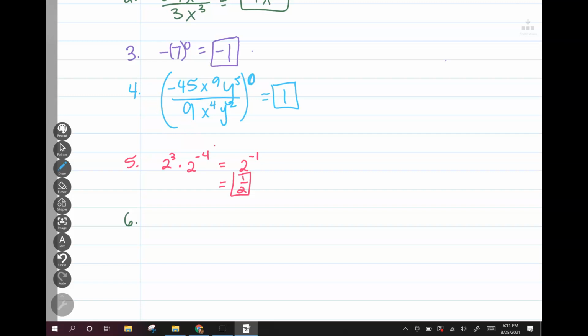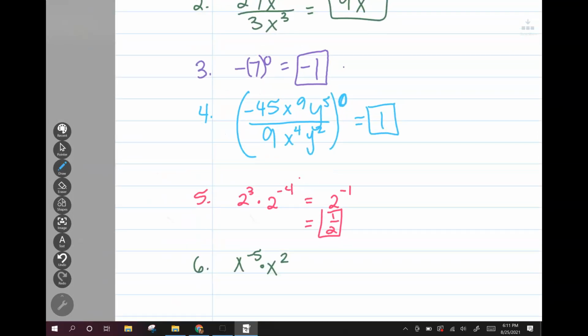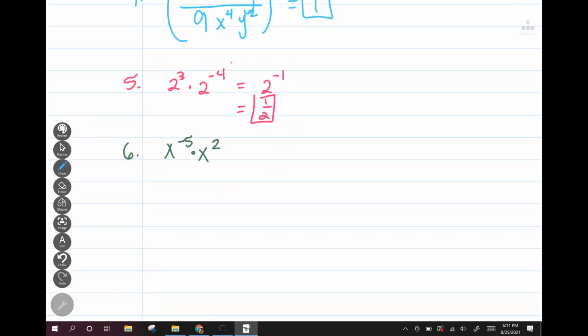Okay, number 6. I've got x to the negative 5 times x squared. Same idea here, exact same idea. So we're multiplying. We're going to add the exponents. That's x to the negative 3. So 1 over x cubed. A negative exponent moves it to the denominator. Okay, so those questions are pretty much the same.